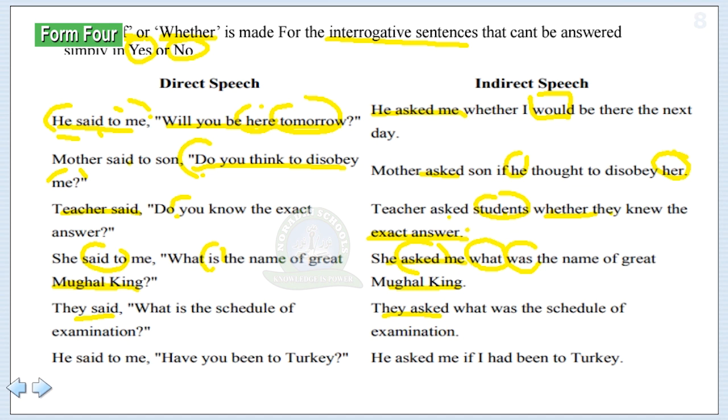He said to me, have you been to Turkey? This is present perfect tense, so we're going to change into past perfect tense. But this is a primary auxiliary verb. So if you have a primary auxiliary verb or the question is a yes/no question, we're going to use if. So he asked me if I had been to Turkey. He said to me, have you been to Turkey? He asked me if I had been to Turkey. Okay.